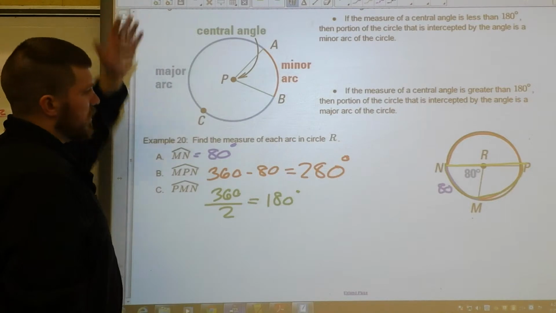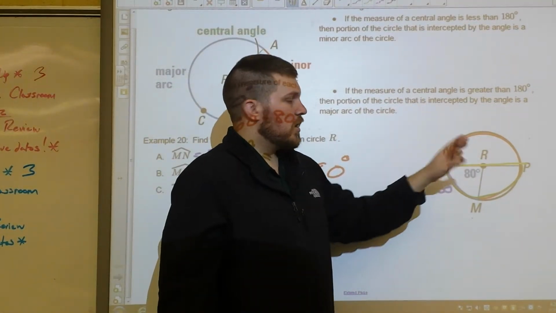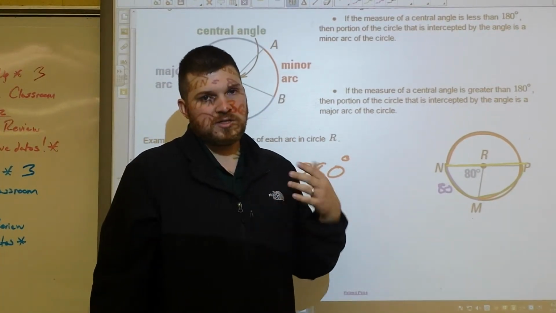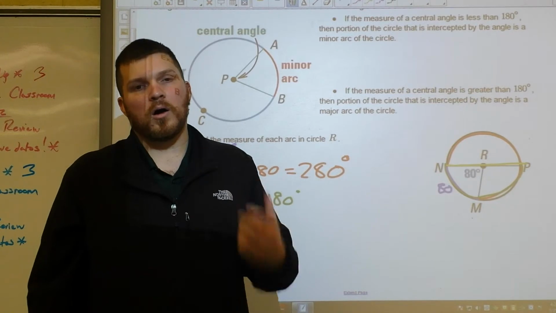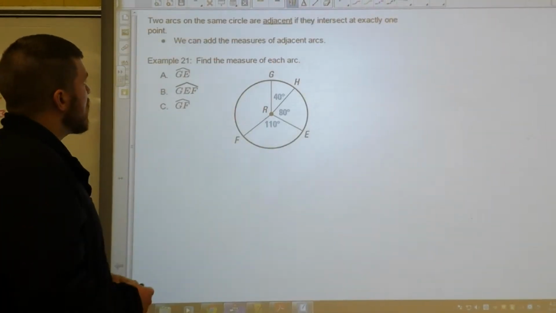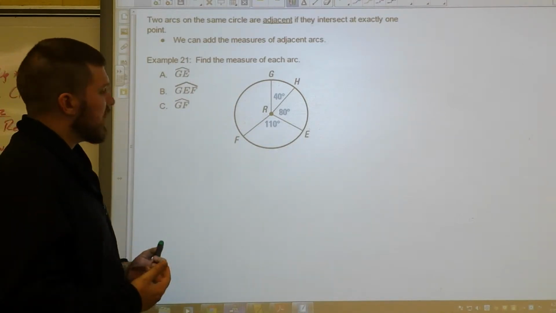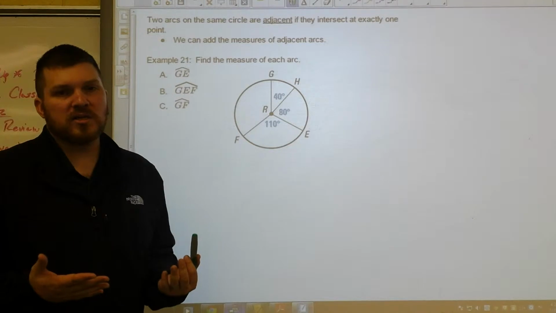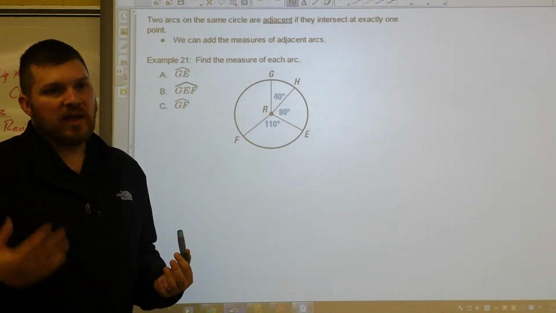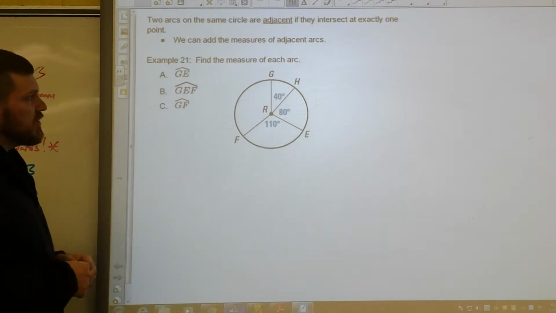Pretty easy. The biggest thing you need to realize is that for minor arcs, the central angle and the minor arc will always be the same measurement. Central angle and minor arc will always be the same measurement. Be sure you know that. Okay? 2 arcs on the same circle are adjacent if they intersect at exactly 1 point. Essentially, adjacent means side by side. So for 2 arcs to be considered side by side, they have to have a point on the circle in common. We can add the measures of adjacent arcs.